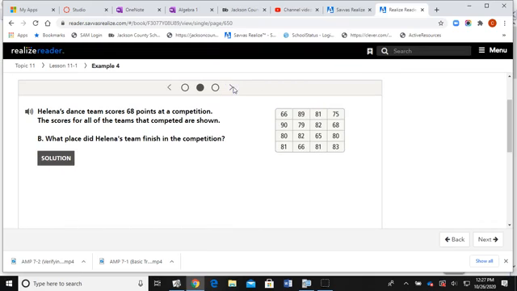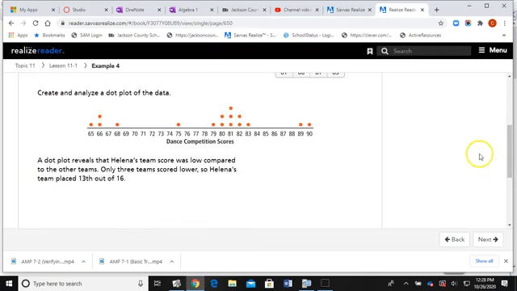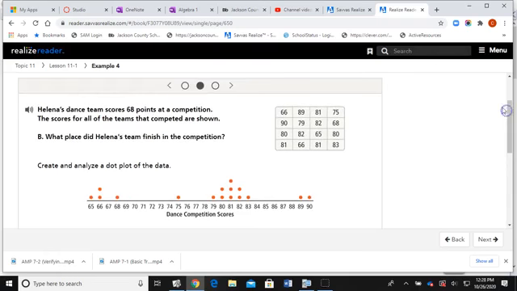All right, let's try this one. Helena's dance team scored 68 points at a competition. The scores for all the teams that competed are shown, so there they are. What place did Helena's team finish in the competition? Did I not just ask this? Okay. So, hopefully this says 13th, right? Hey, we're good. 13th out of 16. We got it right. Good job. There's the dot plot. They really weren't good.